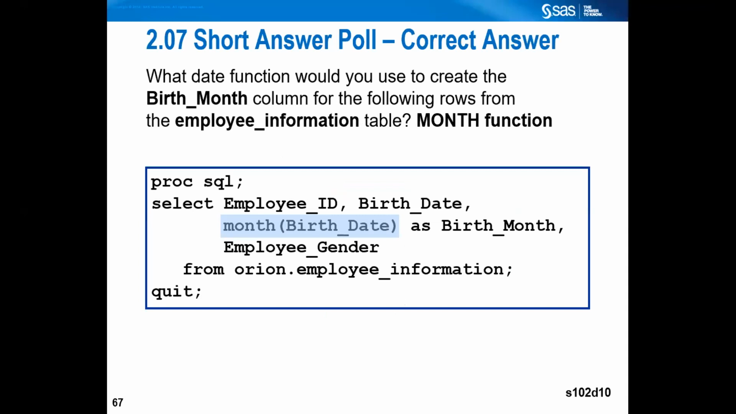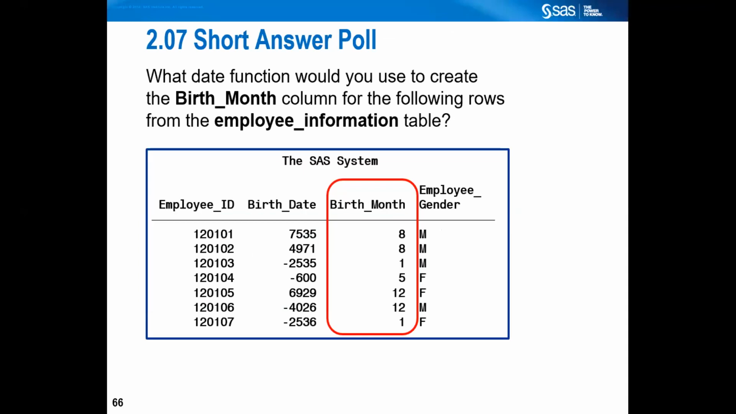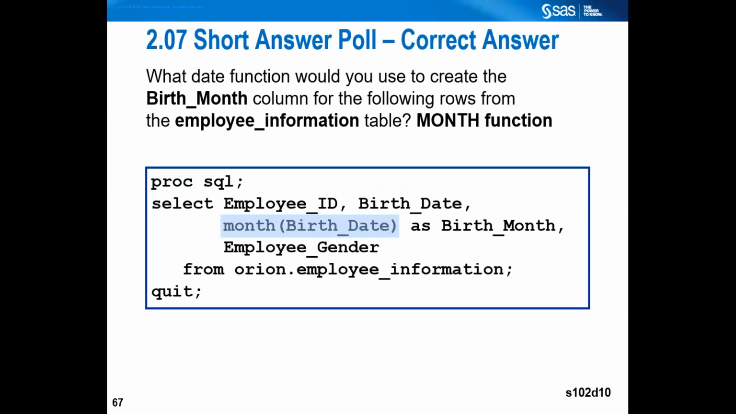Okay, so answer this poll. Okay, it's telling it's correct. So how do you get it? We have already seen that we used a month function.